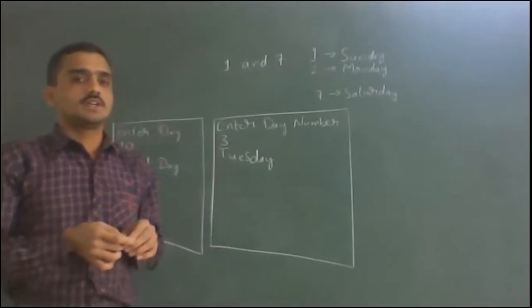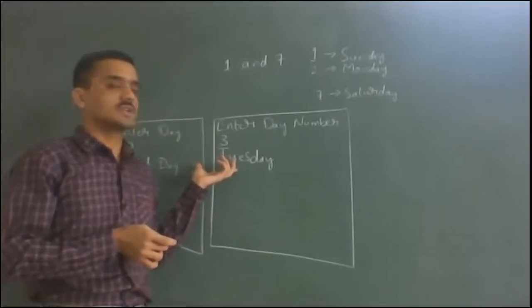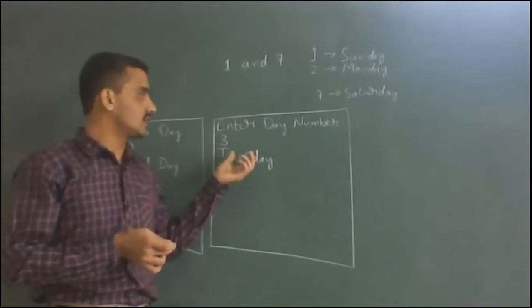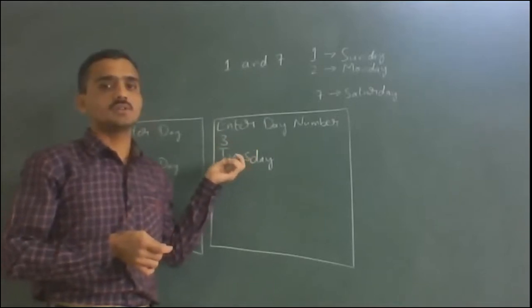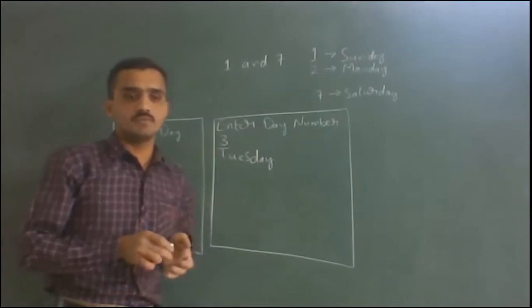So when we know the output, that means what is to be displayed on the screen, and what input we have to give, depending on this we can write the program.